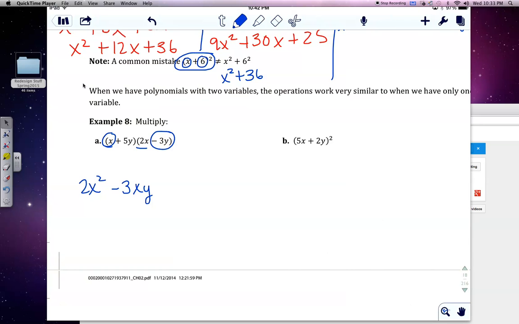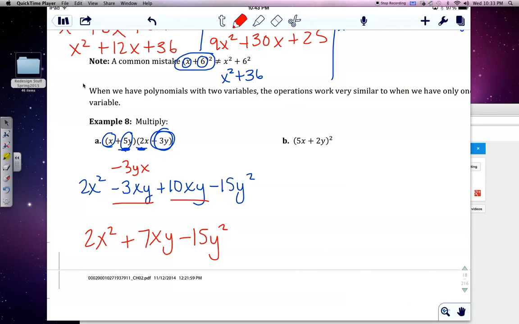Inner times inner, which would be this times this, the same thing. And then last times last, which would be this one and this one, minus 15y squared. Now I want to reorder, so that's the same thing as this. I wrote it this way because now these look like the like terms, having the same order. I get 2x squared. And let's go ahead and do part B.